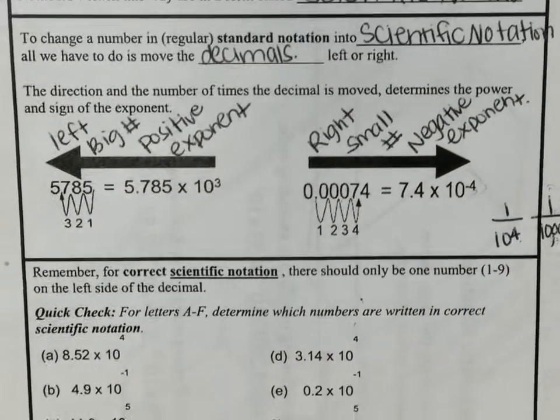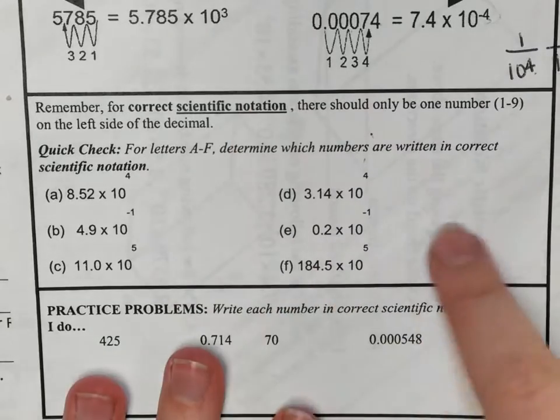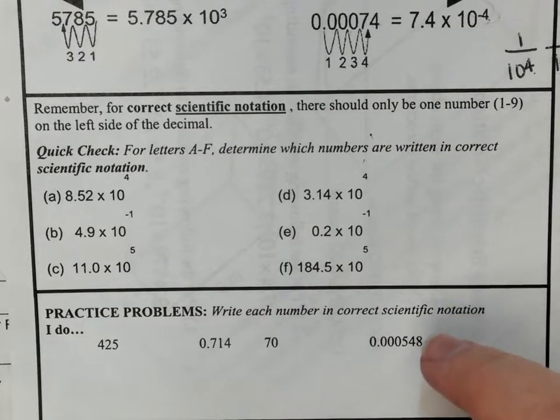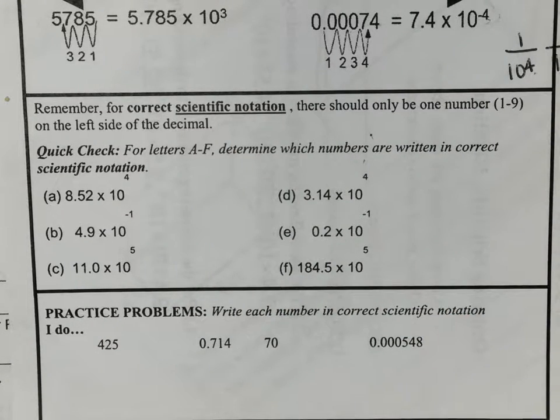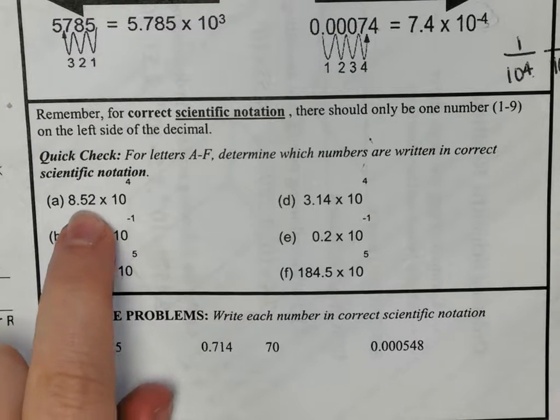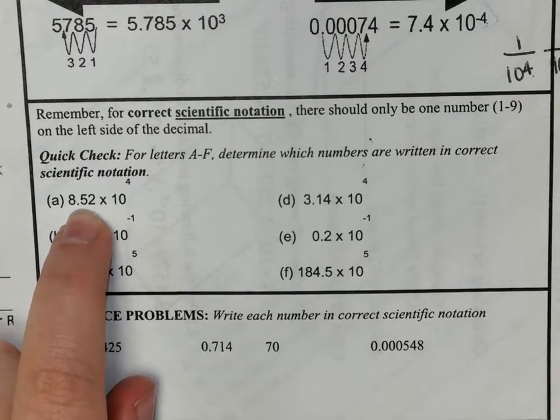Okay? All right. So right here in this box, all I want us to do is figure out, are these in actual scientific notation or not? Okay? So what we're looking at here is our decimal. Remember, how many numbers should be in front of the decimal?